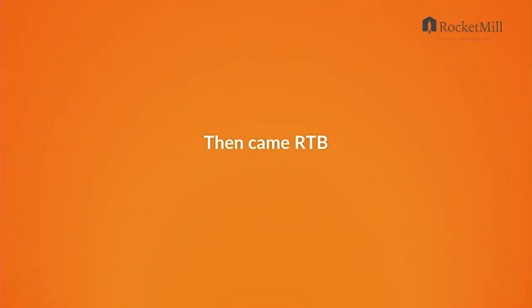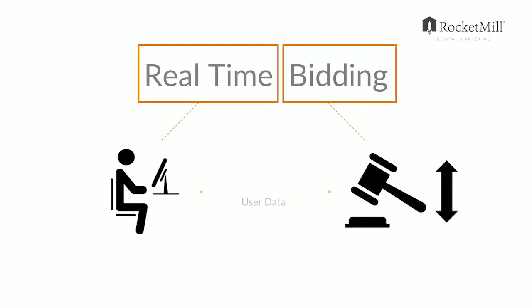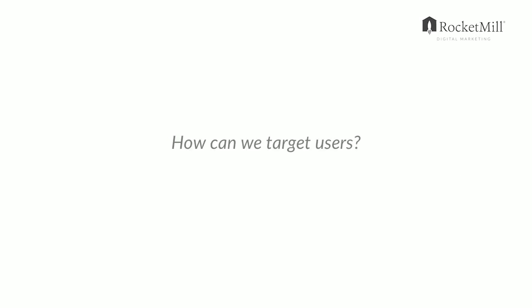So then came RTB, or real-time bidding. The difference with real-time bidding is that the decision to pay for an impression happens when a user loads the page, not a chunk of impressions bought in advance. And the auction allows us to bid higher or lower based on what we know about that user. So how can we target those users?